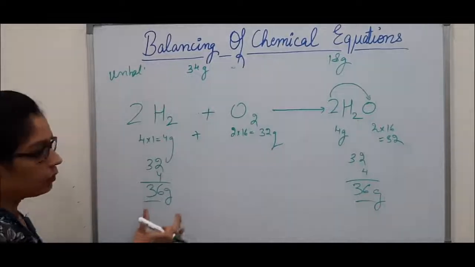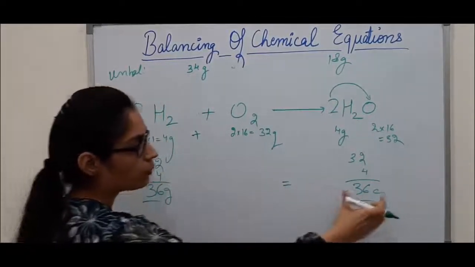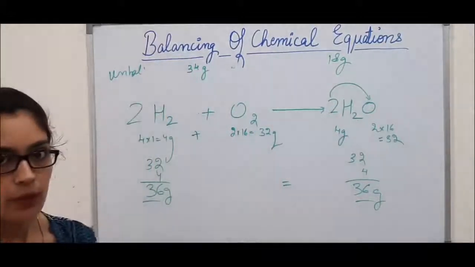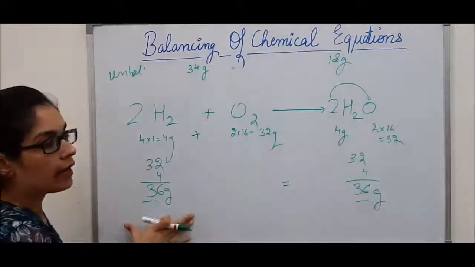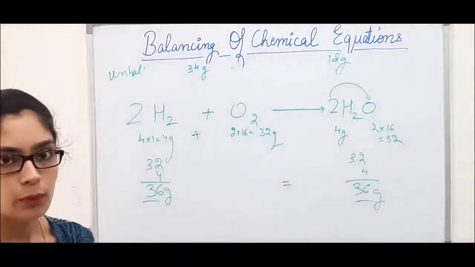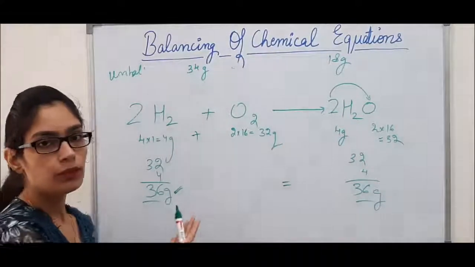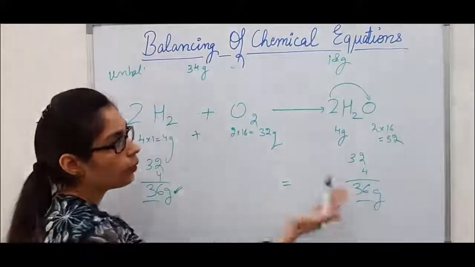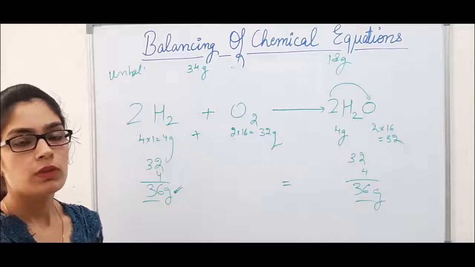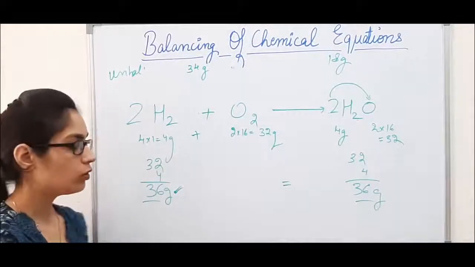Can you see now the mass of the reactant is equal to the mass of the product after balancing my chemical equation. So here I get my answer that balancing of a chemical equation is required because mass has to be equal for both the reactants and products, because mass can never be created or destroyed according to the law of conservation of mass.